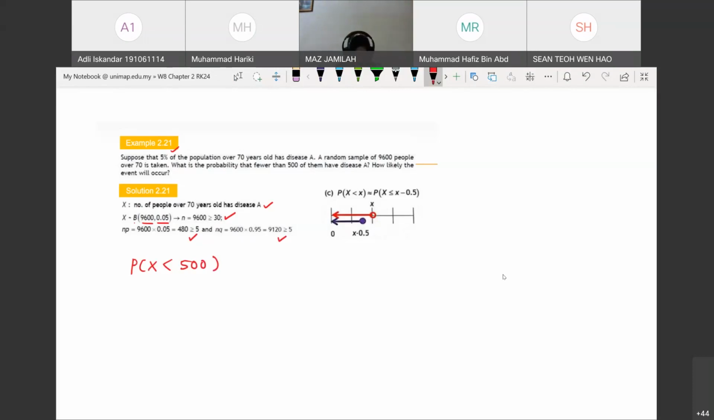Okay, less than 500 in this case, knowing that we can approximate this into normal. So write down the approximation, the new distribution of your X following the approximation. So the mean would be np, 480, and the variance will be npq.